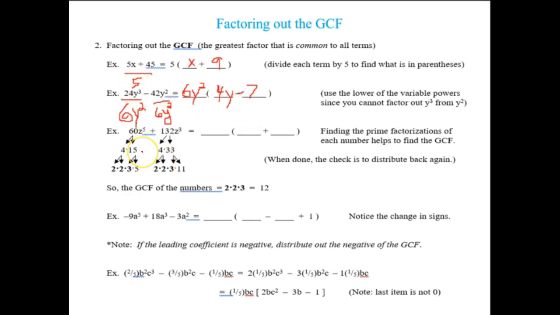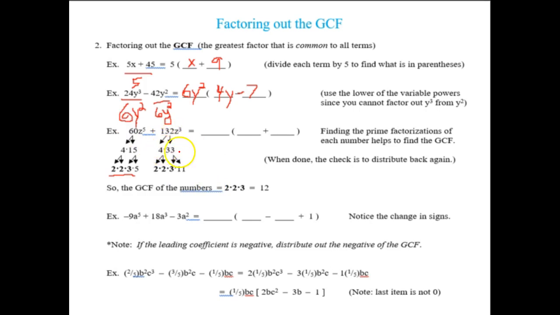All right, the third example, we have 60 and 132. Now, it might be difficult to look at 60 and 132 and decide what is your greatest common factor. So one way to do this is to break it down all the way into its prime numbers. So 60 can be broken down into 4 times 15. 4 can be broken up into 2 times 2, 15 into 3 times 5. So this is what we call the prime factorization of the number 60.